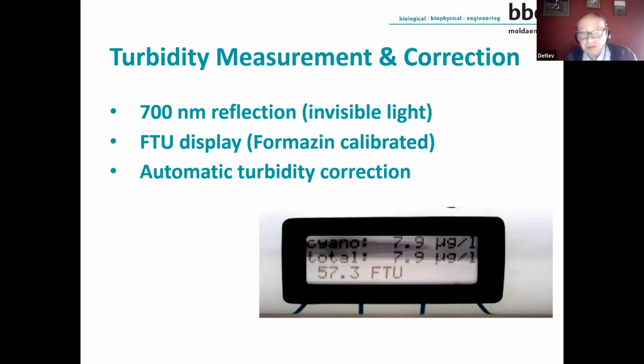What about the measurement here? You see that we have the turbidity measurement included beside the chlorophyll measurement. We have here the reflection of light, and we use formazine as a standard to calibrate it, so that you can see we can also measure formazine turbidity units, but mainly this is used for correction of the chlorophyll measurement, but the additional information is available.